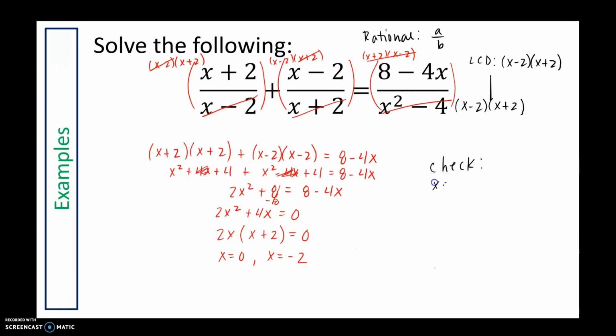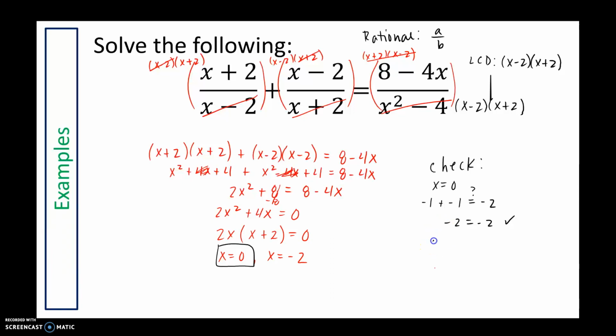So when x is equal to 0, I plug back into the original equation. So wherever I see an x, I'm just going to replace it with 0. So I get negative 1 plus negative 1 equals 8 divided by negative 4, which is negative 2. So is that a true statement? Absolutely. So x is equal to 0 is a solution.